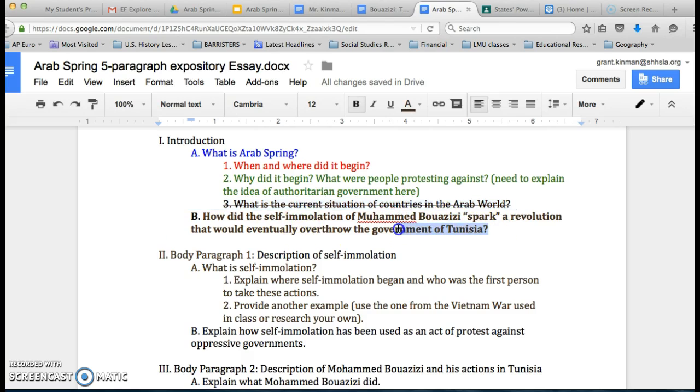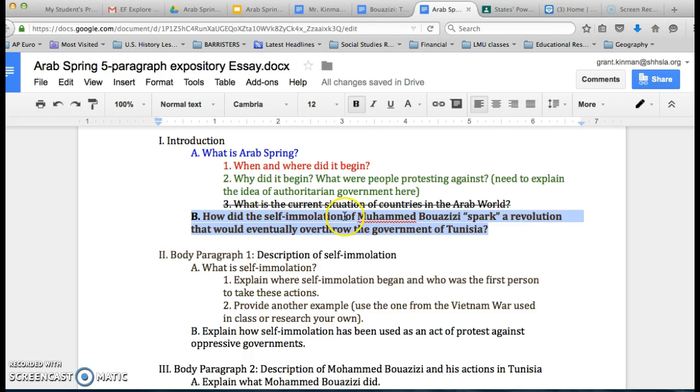And then here's our last part. Your introduction should end with an answer to this question. That's your thesis. Or really, it's not so much a thesis paper because it's an expository essay, but this is the biggest point of your essay. This is going to be what drives everything else. So we're going to call it your thesis.